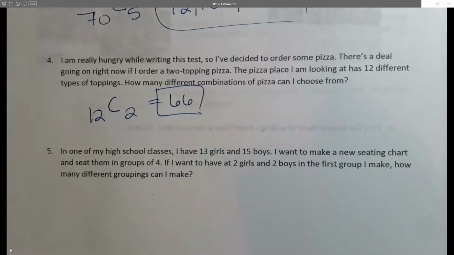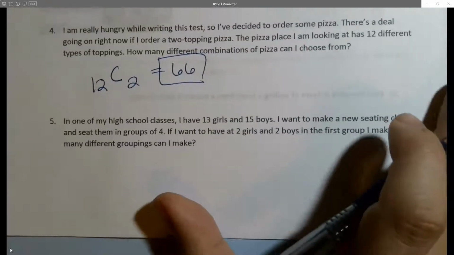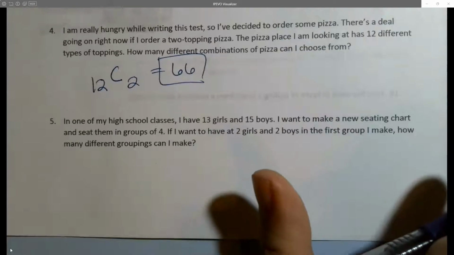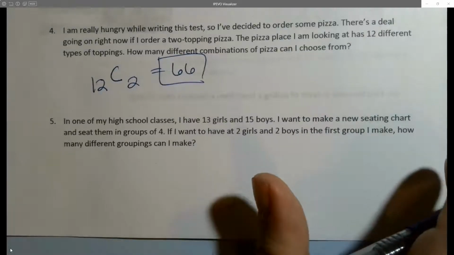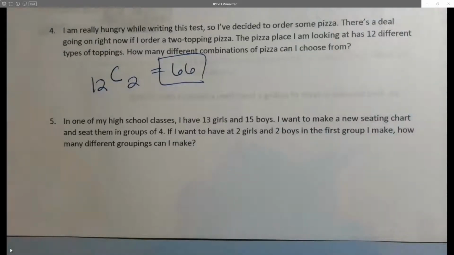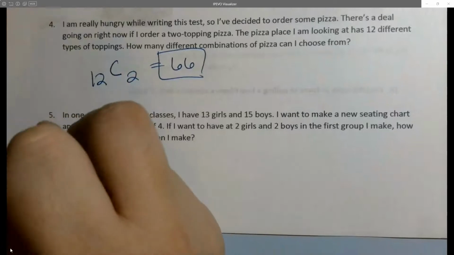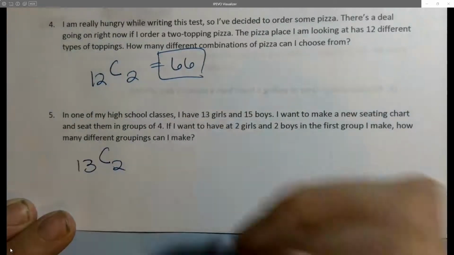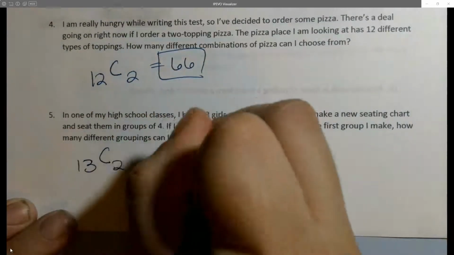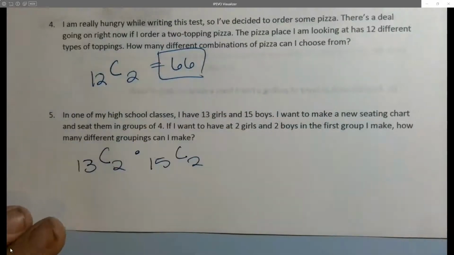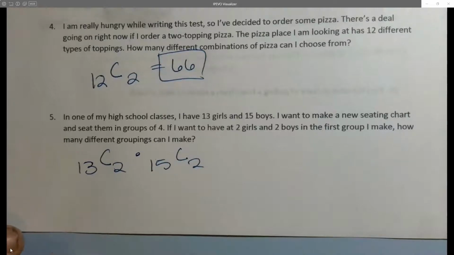Number 5 says in one of my high school classes, I have 13 girls and 15 boys. I want to make a new seating chart and seat the kids in groups of 4. If I want to have 2 girls and 2 boys in the first group I make, how many different groupings can I have? So I know I have 13 girls, and I want to choose 2 of those. And then I have 15 boys, and I also want to choose 2 of those. Because I want them to be in the same group, I have to multiply them together.